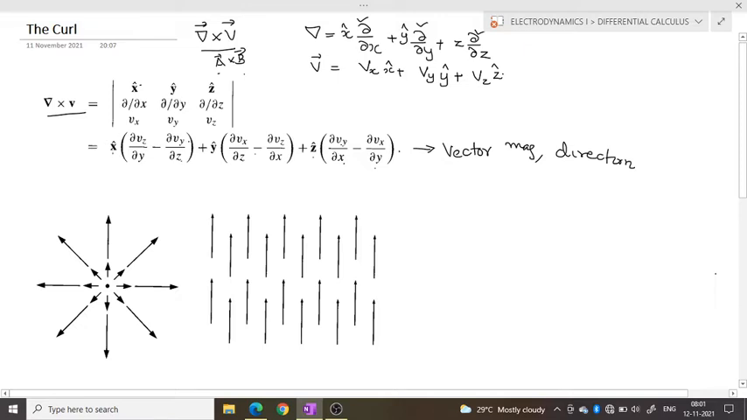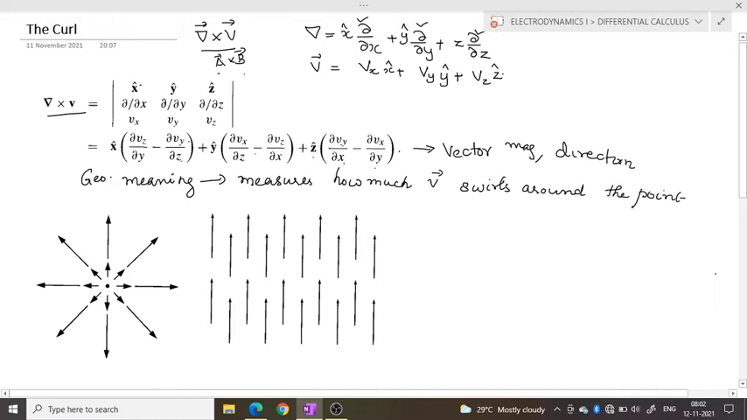Now, what is the geometrical meaning of the curl? It measures how much this function v swirls around, curls, swirls around the point.